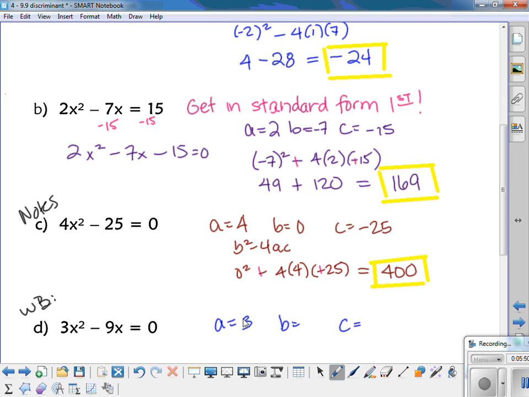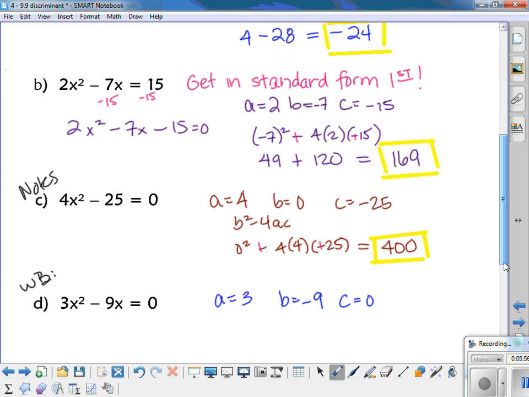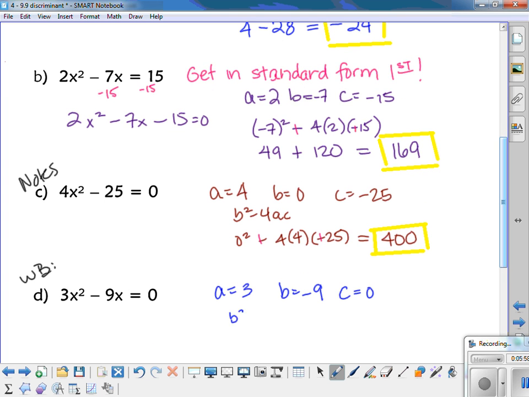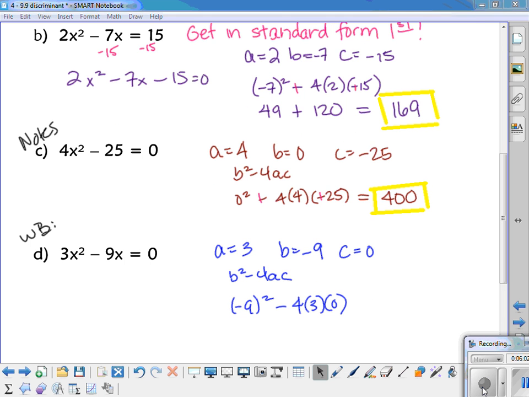All right, so we all agree A is 3, B was negative 9, and this time C was missing, so C was 0. Now plug it into b squared minus 4ac. Okay, so you end up with 81 minus 0, so it equals 81.